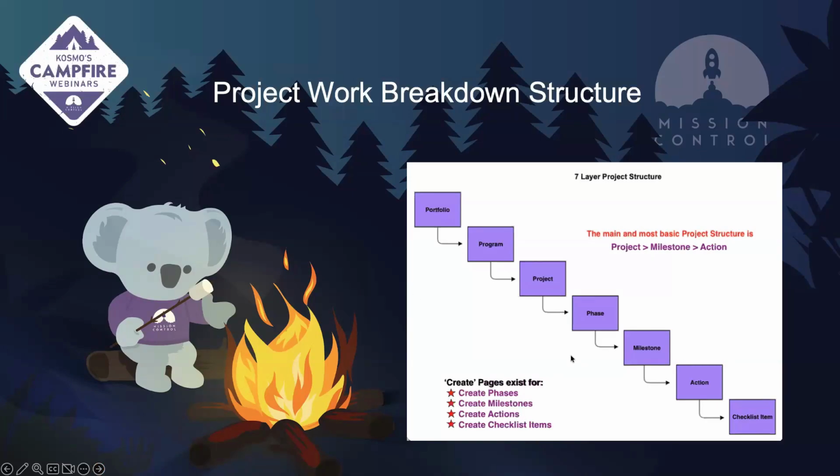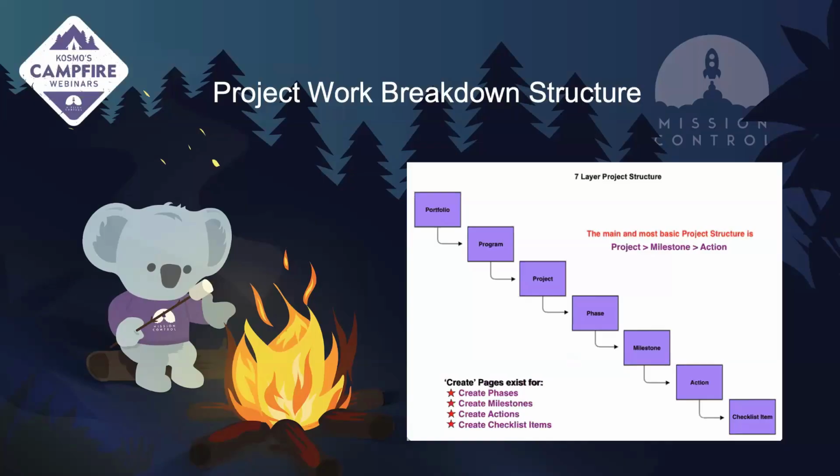In order for you to create and have any existing actions in mission control, you first need to have a parent in order to have that action. So all actions have to have a milestone, whereas all milestones have to have a project. That entails our master detail relationship within mission control.